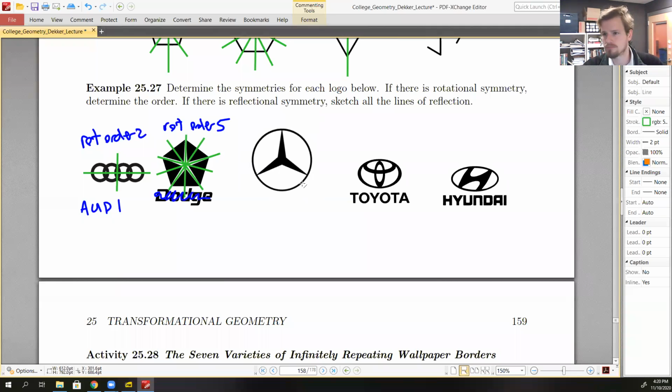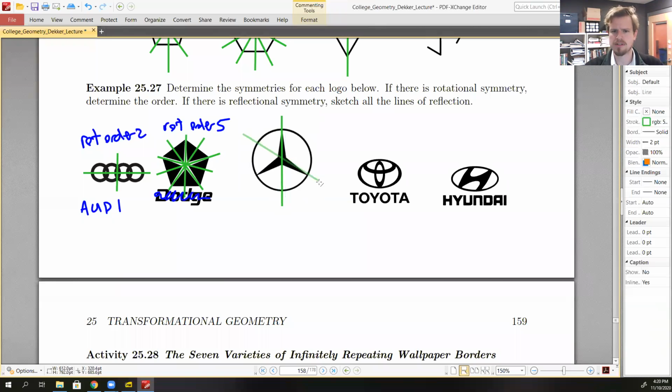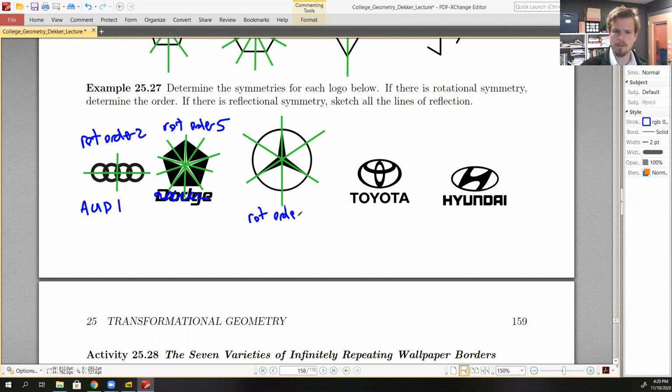So what about the next guy? Rotational, reflectional? Yes. We have reflectional symmetry through each one of these points. It looks kind of like a triangle. Maybe you have to stretch your brain a little bit to see it that way, but of course it is. So it also has rotational symmetry, much like an equilateral triangle, rotational symmetry of order 3. And what car manufacturer is this? Well, this is Mercedes-Benz.